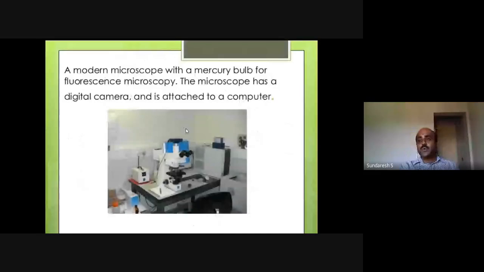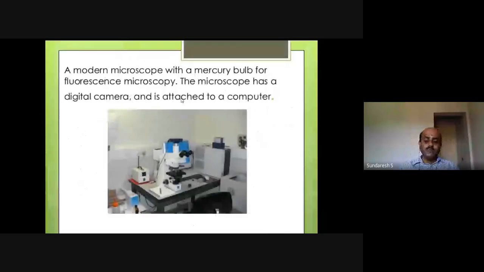This is what we are going to discuss in the later part of the class. The low level of magnification and the low level of resolution make optical microscopy very limited in the case of research. Therefore, we need to discuss the next type of microscope, what we call the scanning electron microscope. Before going to that, I have some pictures here.